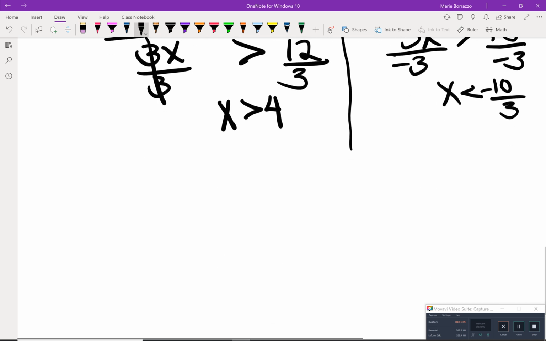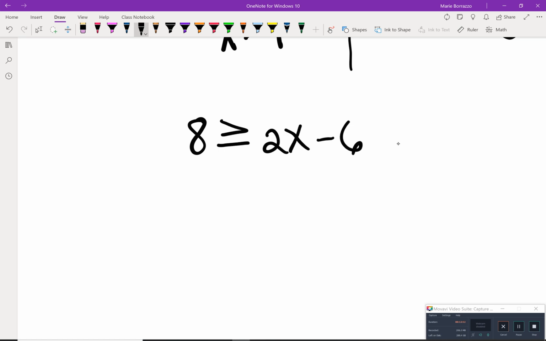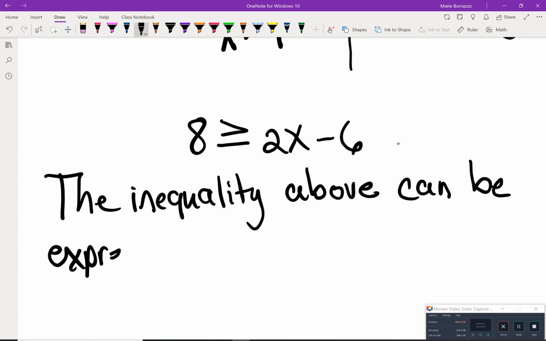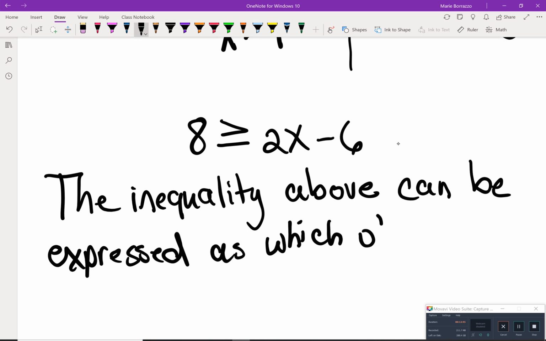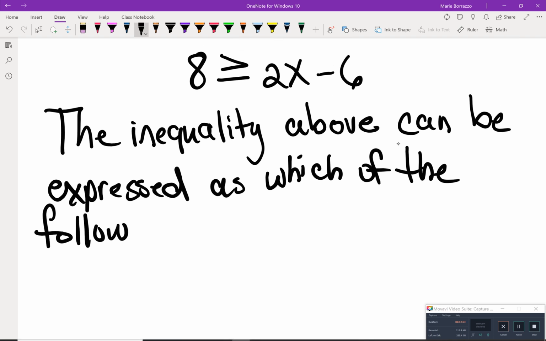All right, just a couple more notes and examples, and then I'm going to give you a drill to do, quiz 1, and it is timed, so I need you to be on your toes. So the next question I want to talk about is 8 is greater than or equal to 2x minus 6. Okay, so in this case, they ask you the question, the inequality above, and so this is a PSAT question from a former test, can be expressed as which of the following?